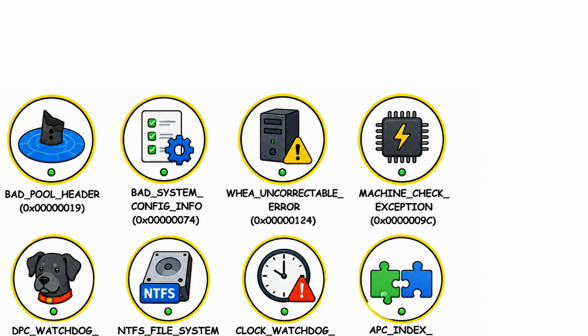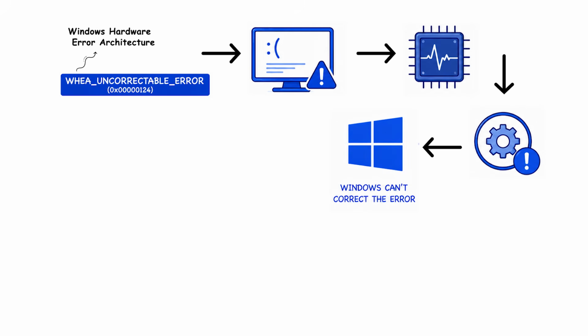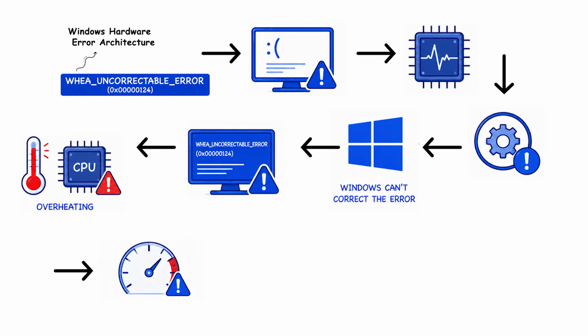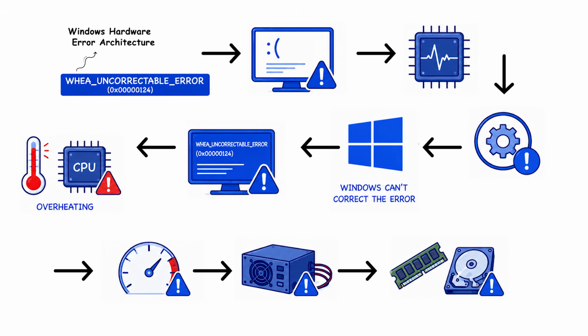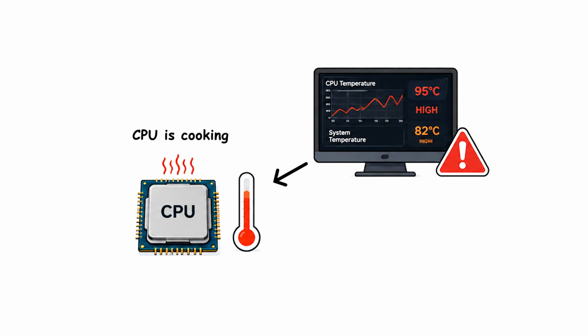WHEA, uncorrectable error. WHEA stands for Windows Hardware Error Architecture, essentially the operating system's built-in hardware health monitor. This code means your actual hardware reported a fault it couldn't fix on its own. Real causes: an overheating CPU, an unstable overclock, a failing power supply, or hardware that's simply dying. The tell: check your temperatures before anything else. This one loves a CPU that's cooking.